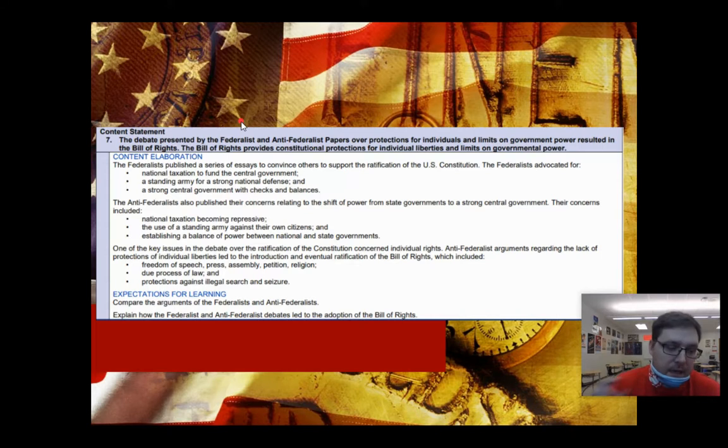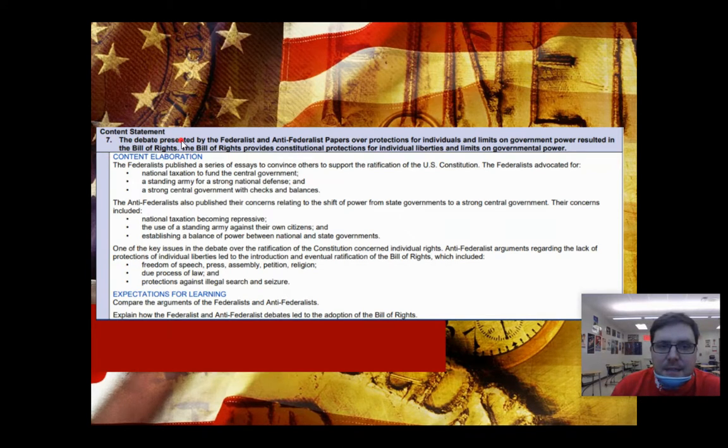Okay, what are we looking at here? We are looking at the content statement number 7, which you've already done a form over, but I want to explain it a little bit because I haven't explained it. There are 3 parts to it. There's the Federalist Papers part, there's the Anti-Federalist Papers part, there's the Bill of Rights part. The Federalist, Anti-Federalist debate going back and forth over the ratification of the Constitution leading us to the Bill of Rights, of course. So just some highlights here.